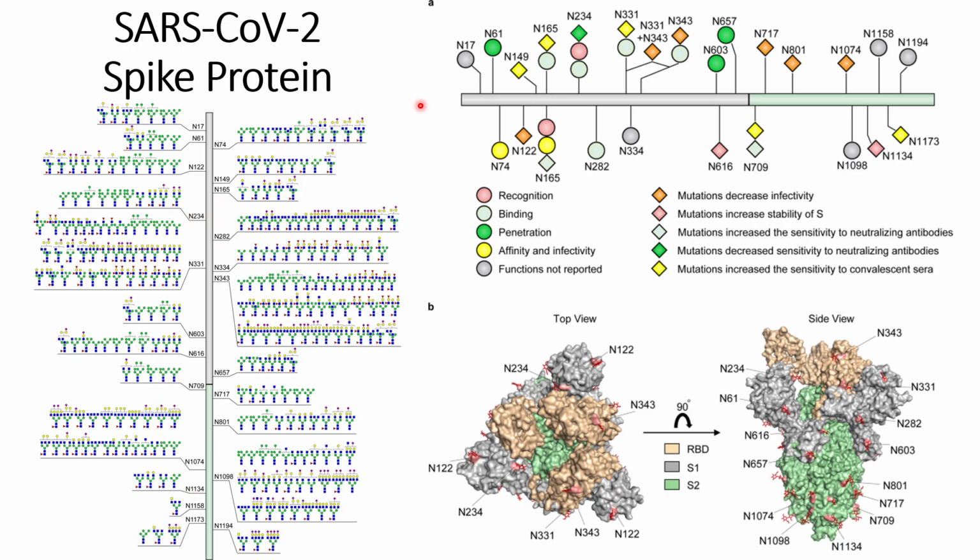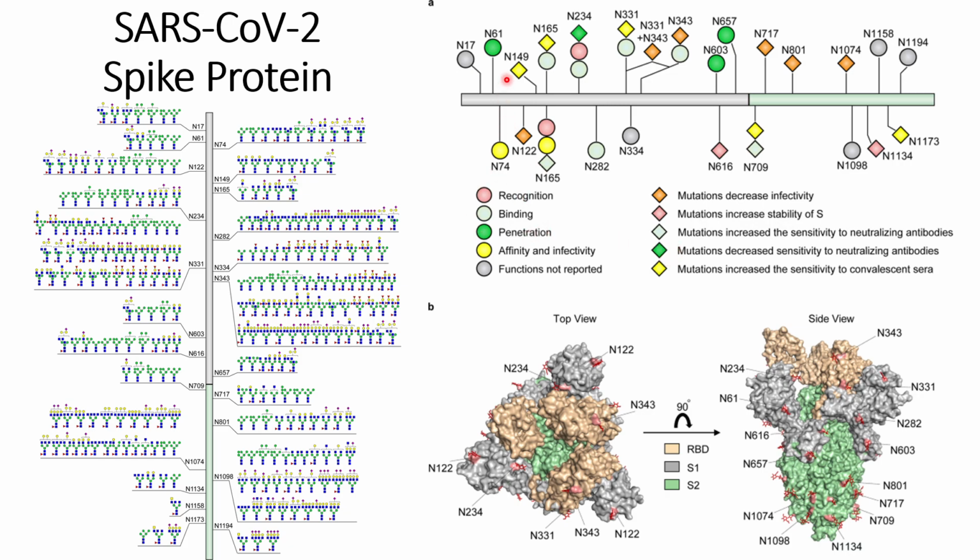And a similar figure is shown in panel A of the right side figure. In this, they have not only shown the glycans, but they have also represented the function of these glycans. For example, for this gray color at 17, the function is not yet reported, whereas the glycan at the N61 position helps the SARS-CoV-2 virus in penetration into the host cell.